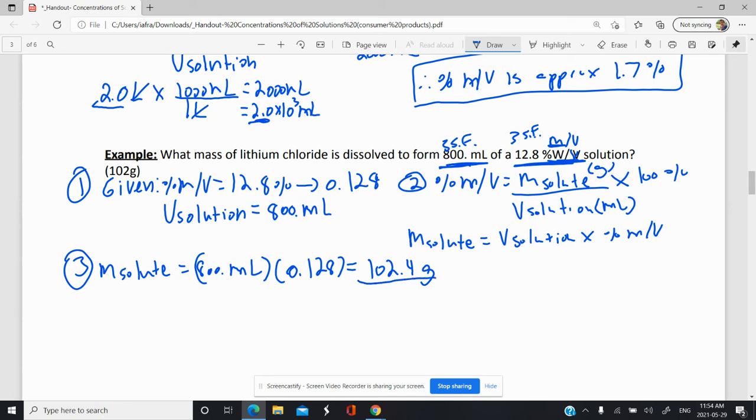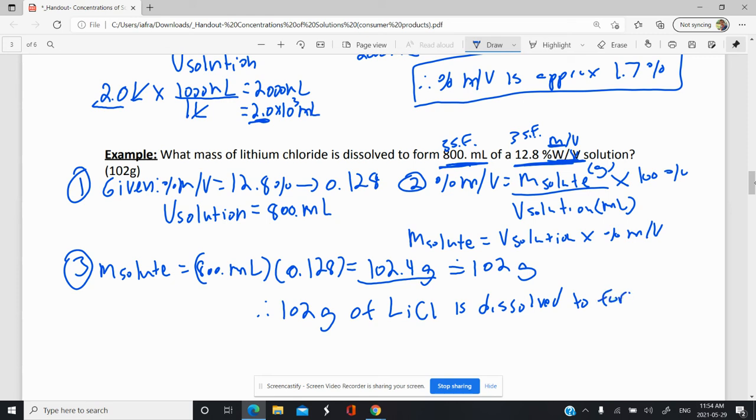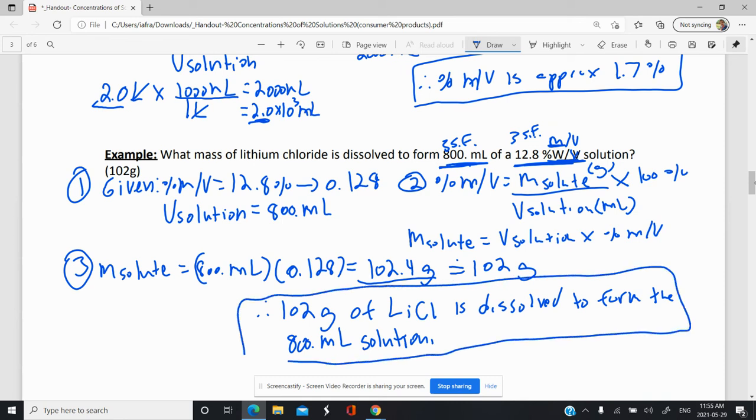So this is going to be in grams, which is approximately, to 3 sig figs, 102 grams. So therefore, 102 grams of LiCl is dissolved to form the 800 milliliter solution. And that would be our final answer for a mass volume question. Again, we saw it written as weight volume, which is the same thing.